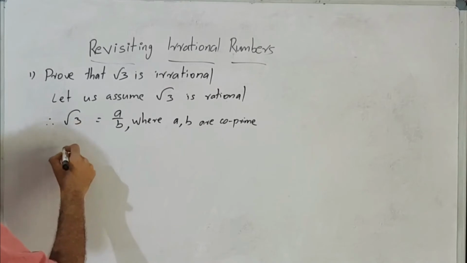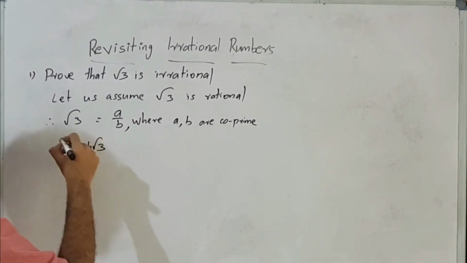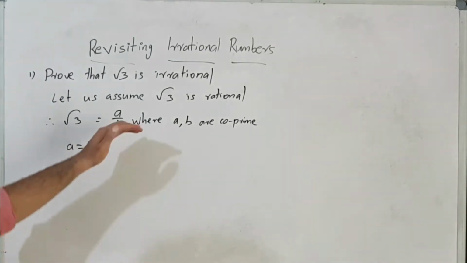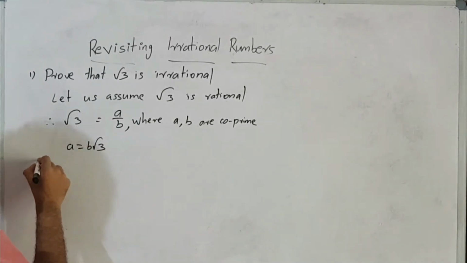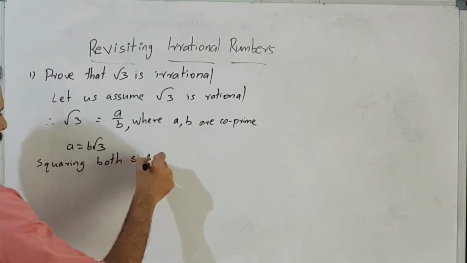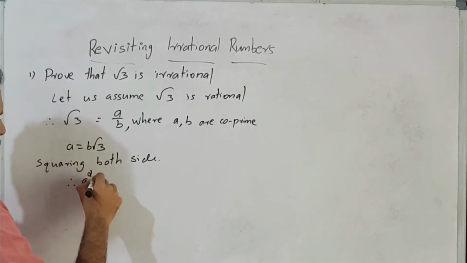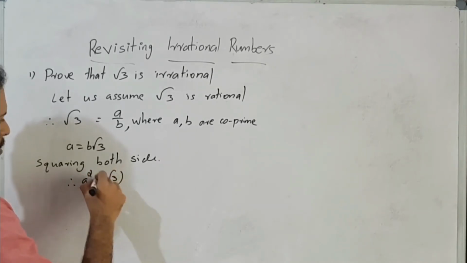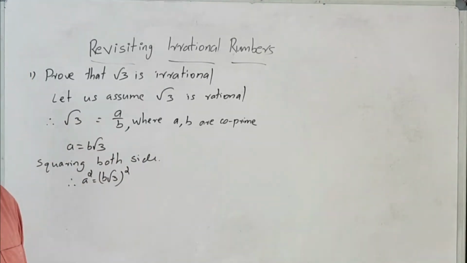We transpose b. Then what do we get? Therefore a is equal to b root 3. Then what is the next step? To remove the radical symbol, we square on both sides. Squaring both sides, what do we get? Therefore, a square is equal to (b root 3) whole square.